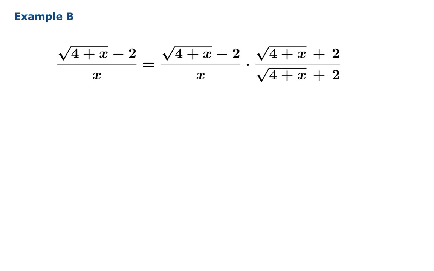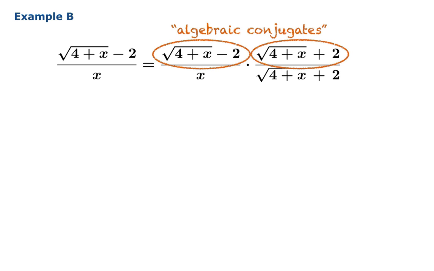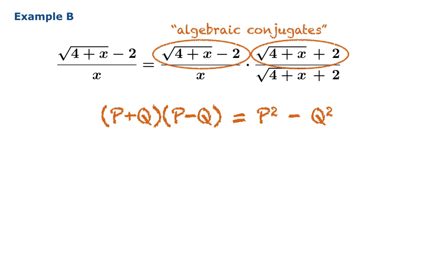We're going to multiply by the so-called conjugate. These two expressions here are called algebraic conjugates. The motivation for this maneuver is the following observation. Suppose you take the product of expressions p plus q and p minus q.